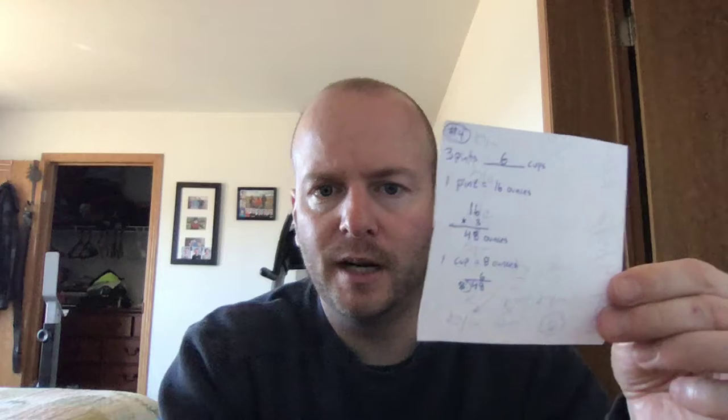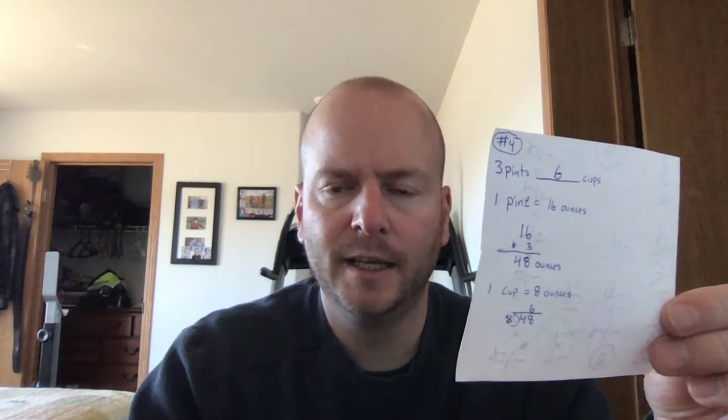Every pint, and I have this written on another example, every pint is 2 cups. A cup is 8 ounces and a pint is 16. 8 plus 8, or 8 times 2, gives you 16. So you could also just double your pints and that gives you your cups. That's number 4. That's one of your examples. I got like 4 examples today.